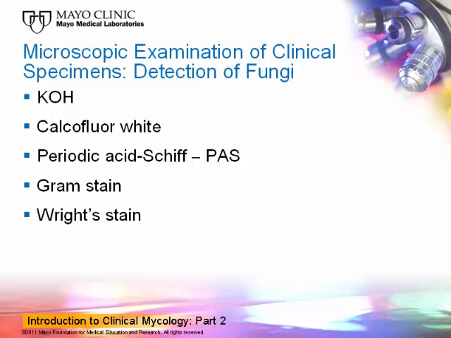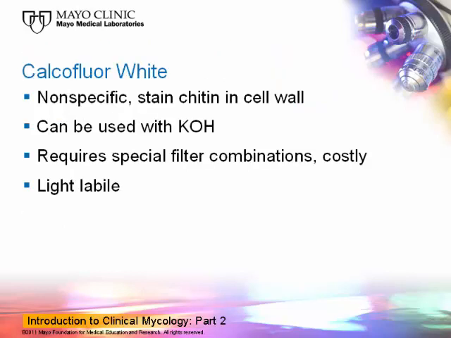The Wright stain is used in hematology. You can see some of the fungi stain in blood films or on bone marrow cells. You can also see it in a cytospin preparation of a spinal fluid looking for cell count.